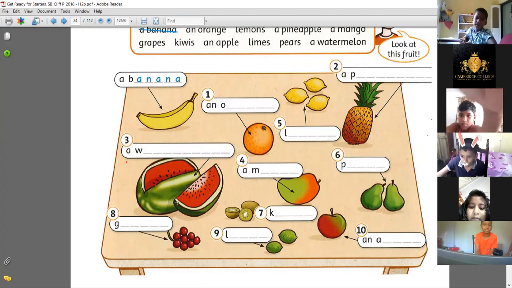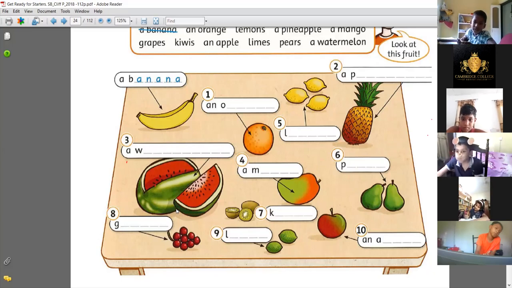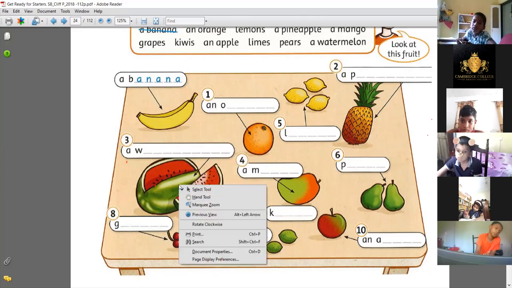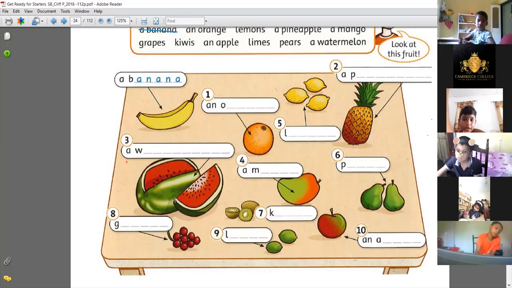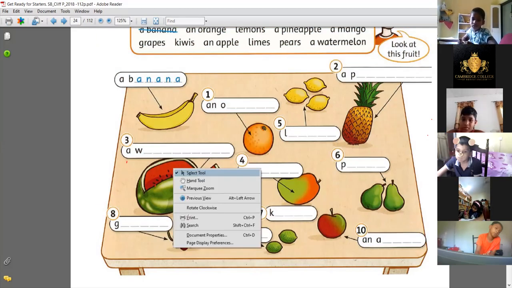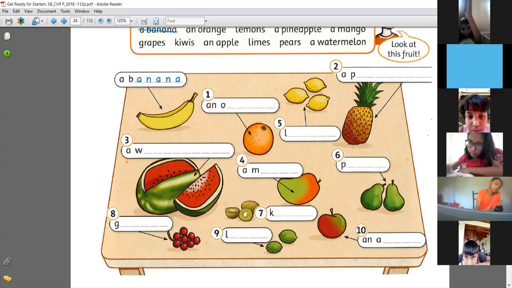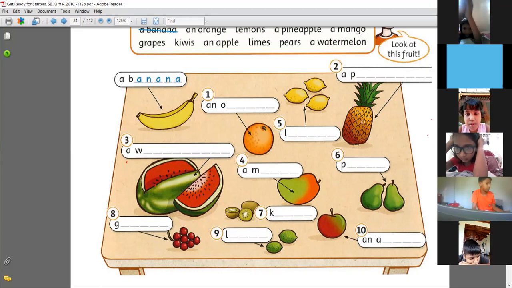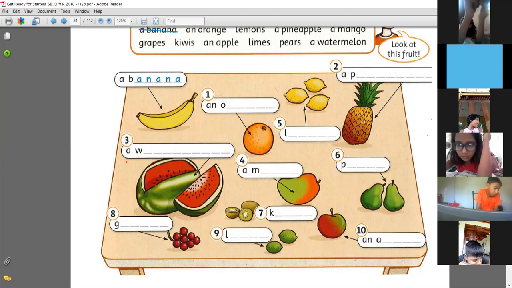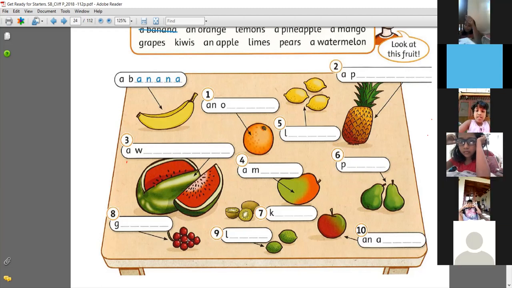Javindu? This one? Javindu? Can you hear me? Javindu, can you hear me? Yes, Kanuli, what are these? Yes, Kanuli. Teacher? Yes, what are these?